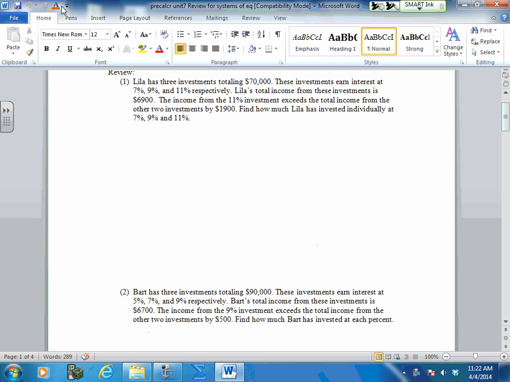Here's your review for your word problems. We start out: Lila has 3 investments, so we start with her let statement. Let X equal the amount of her first investment, Y equal the amount of her second investment, and Z equal the amount of her third investment. We know together that they're going to total $70,000.